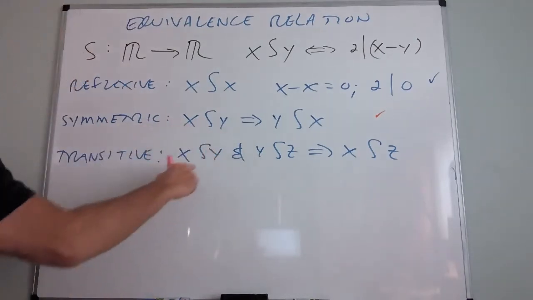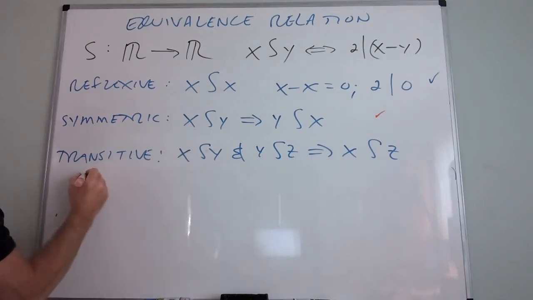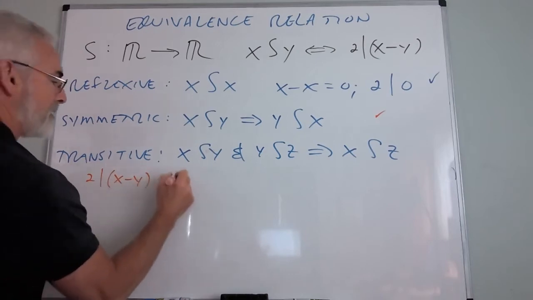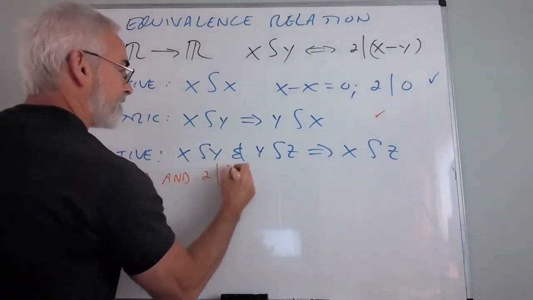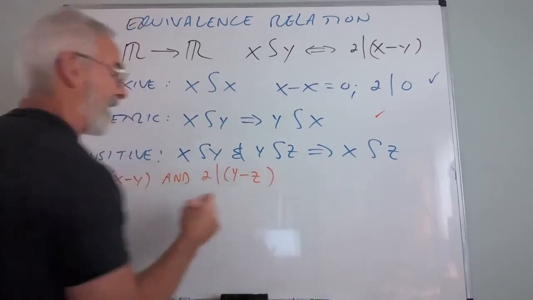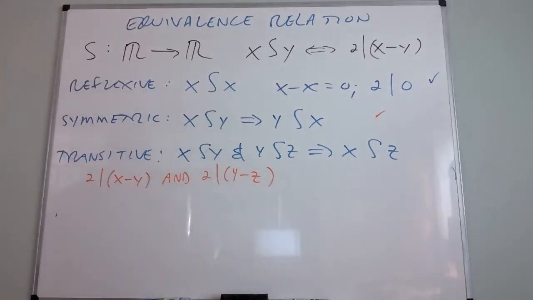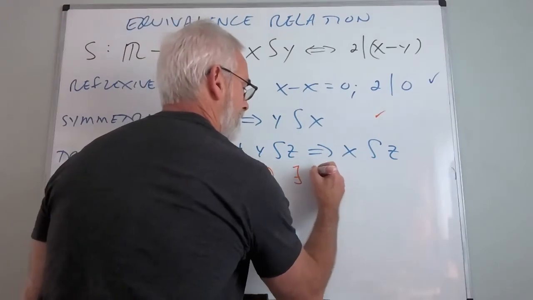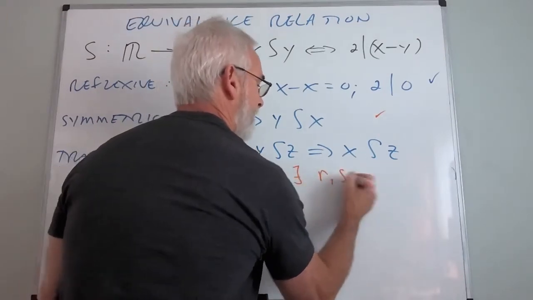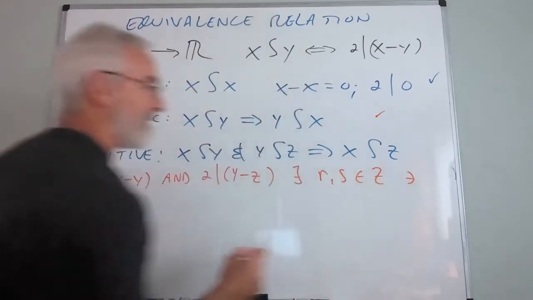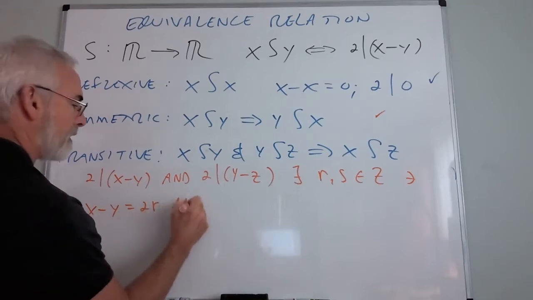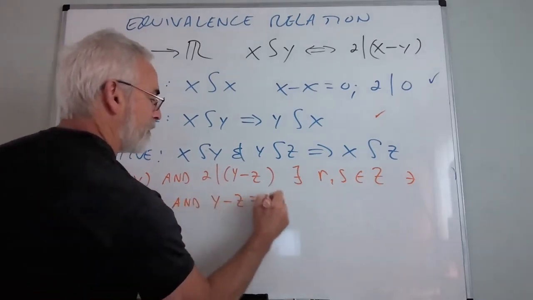So in this case, we're going to say that 2 divides X minus Y and 2 divides Y minus Z. That's what we're starting with. We want to conclude that 2 divides X minus Z. So from these two statements, I can say there exist, let's say R and S integers such that X minus Y equals 2R and Y minus Z equals 2S.